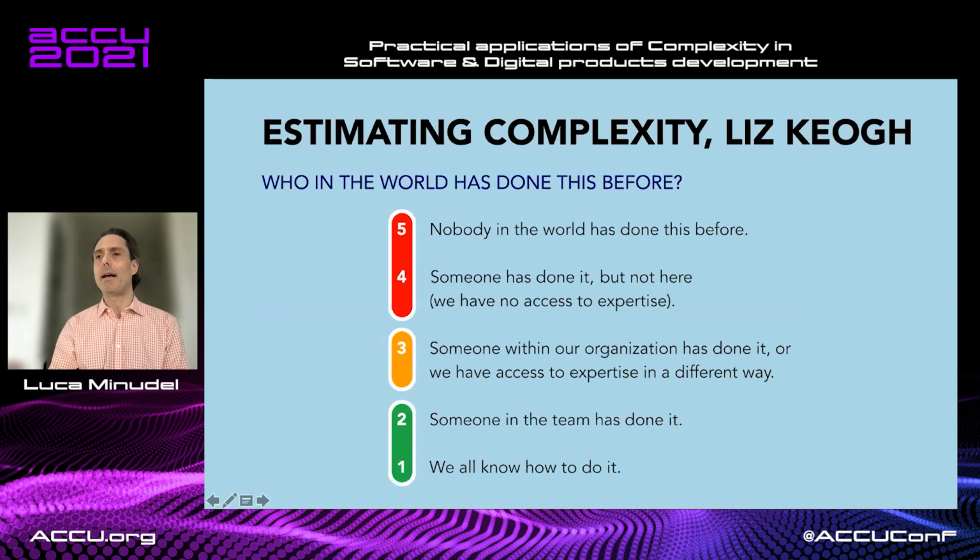So here is another practice to estimate the degree of complexity. This practice is from Liz Keogh. Liz suggests that when a team has some work to do, they can use this scale to assess the degree of complexity. This practice is based on this question: who in the world has done this before? Now, I'm giving you a very short and quick summary of this practice just to give you an idea. The 4s and 5s on this scale mean that nobody or almost nobody in the world has done this before. Instead, 1s and 2s mean that we all know how to do it.